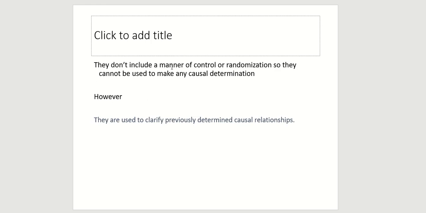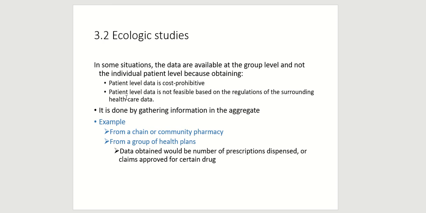So they don't include a control or randomization, so they cannot be used to make any causal determination, obviously. However, they are used to clarify previously determined causal relationships. They're good for raising red flags, as I said. Ecological studies, there's another word for them. I think they're also called correlation studies.